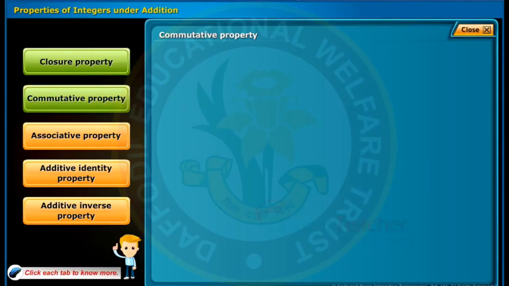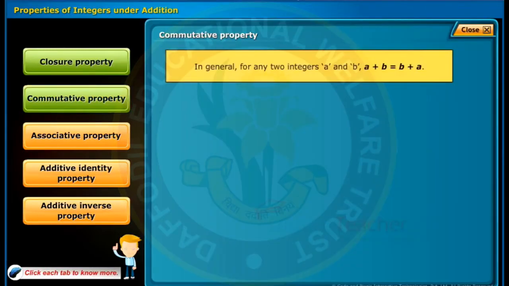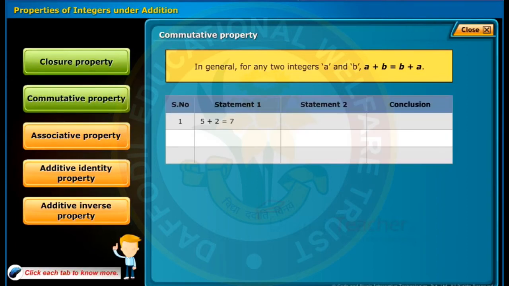Commutative property defines for any two integers a and b, a plus b is equal to b plus a. The second statement, 2 plus 5 is equal to 7, and it concludes that a plus b is equal to b plus a. Same for the second and the third statements also as shown in the table.